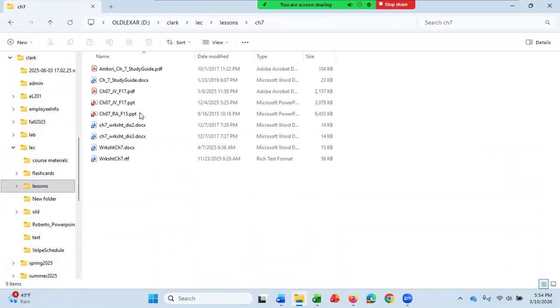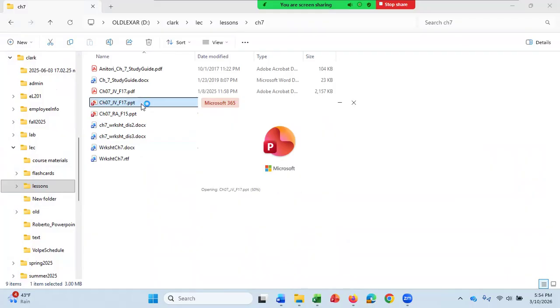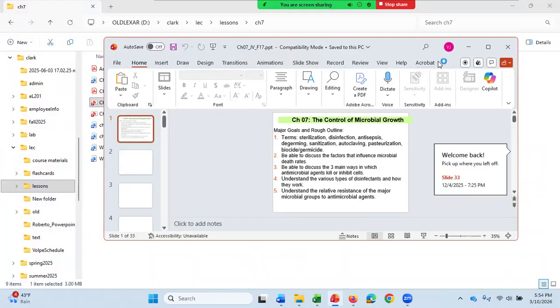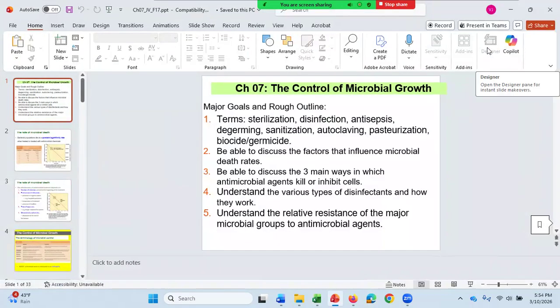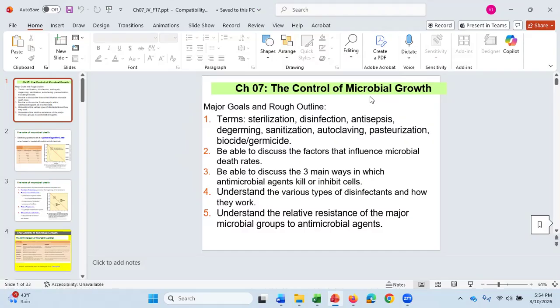Our last chapter is chapter 7, the control of microbial growth. I always give this as the last lesson because students already have a pretty good understanding of this chapter. Controlling microbial growth will be things like sterilization, disinfection, antisepsis, degerming, sanitization, autoclaving, pasteurization, biocide, germicide. There are some terms you should know for this chapter.